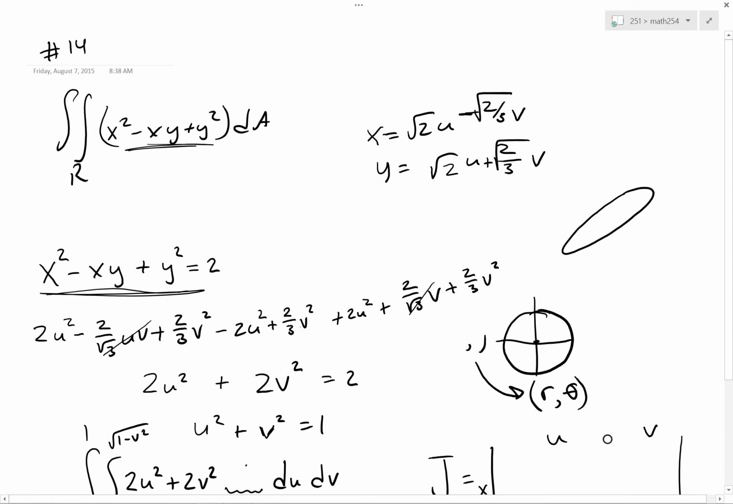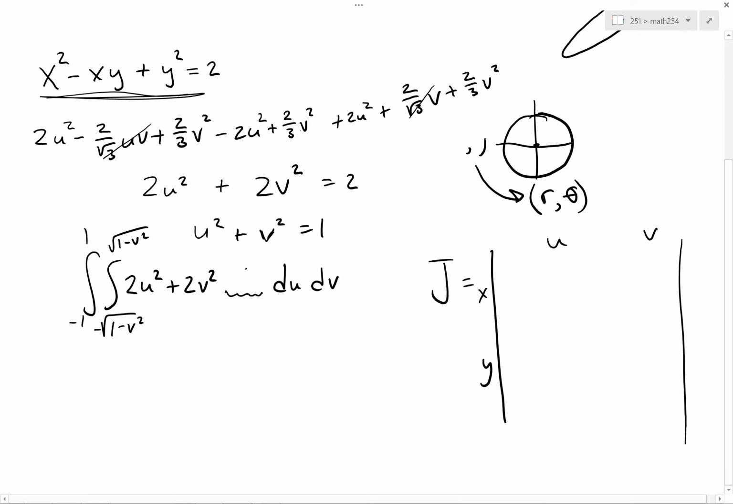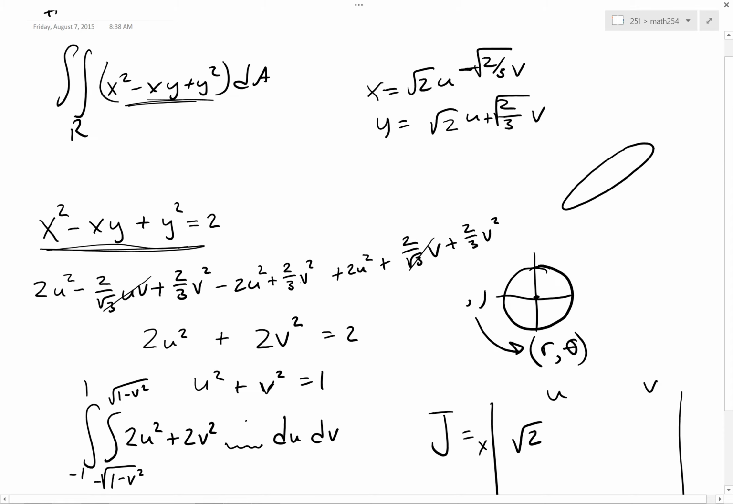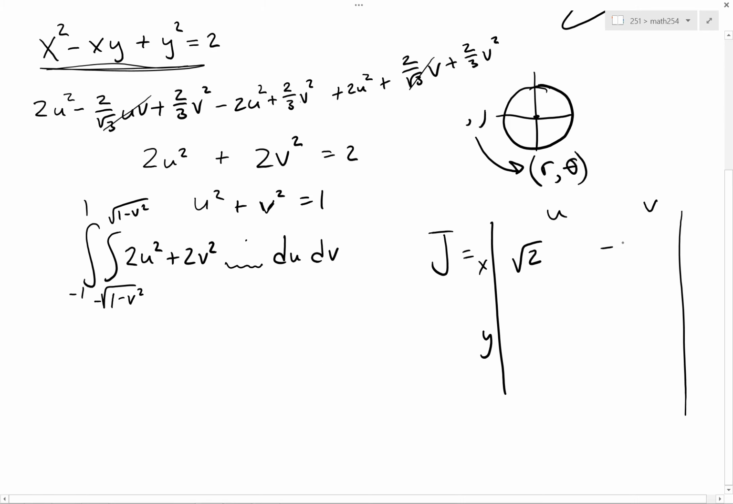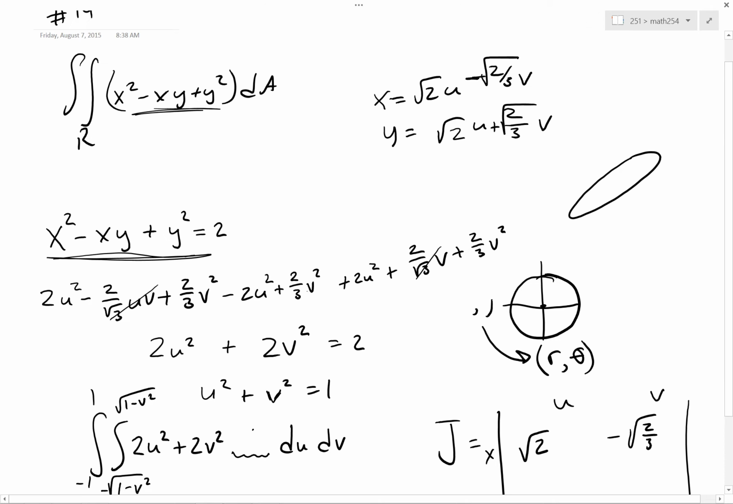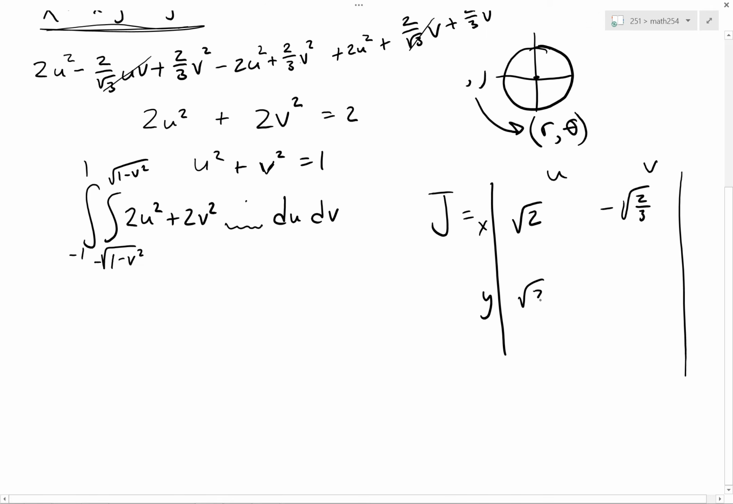So if you come up here, what is the derivative of this with respect to u? It's the square root of 2, and then negative the square root of 2/3, and the square root of 2, positive the square root of 2/3. Okay? So you're going to get this times this, so it's going to be 2 over the square root of 3, minus a minus, so plus 2 over the square root of 3. So 4 over the square root of 3, that's my Jacobian. And it's nice and clean, so of course you could drag it out front.